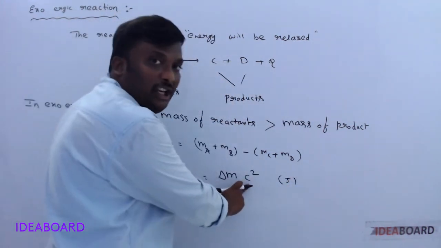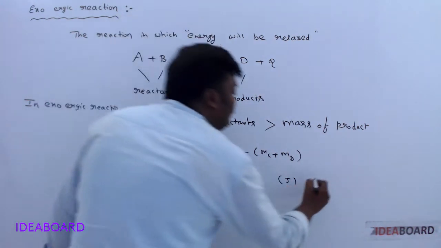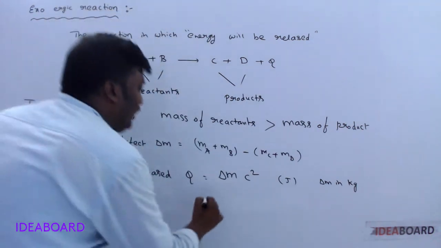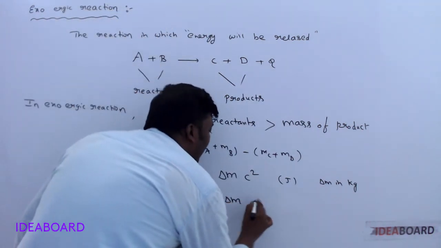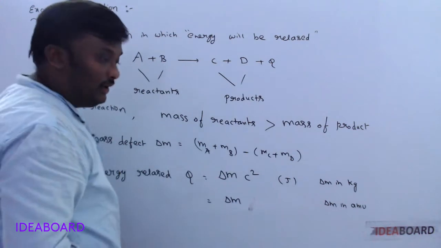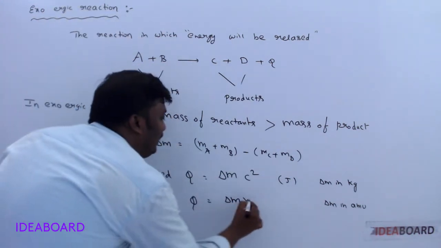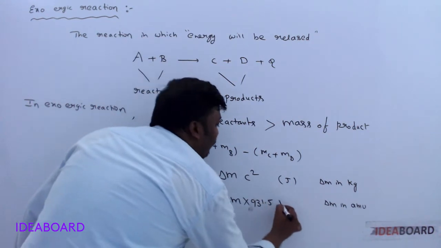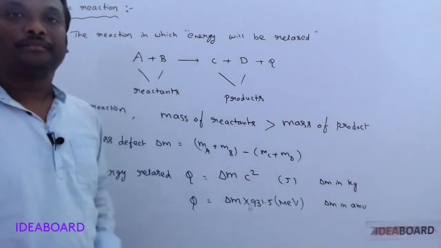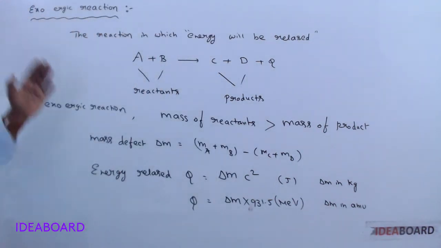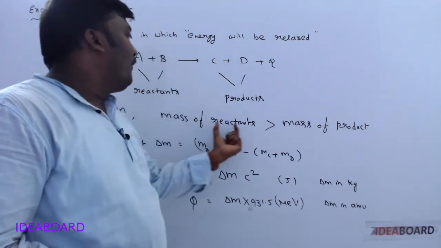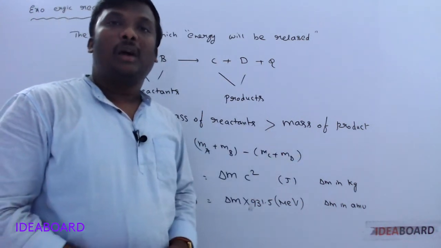Here C, as I know, is 3 into 10 power 8 meter per second. If delta M is given in kgs, then utilize this formula. If delta M is given in AMUs, atomic mass units, then the formula for Q is delta M into 931.5, with units in mega electron volts, MeV. Okay, this is an exoergic reaction. The important thing is the mass of reactants is greater than the mass of the products.